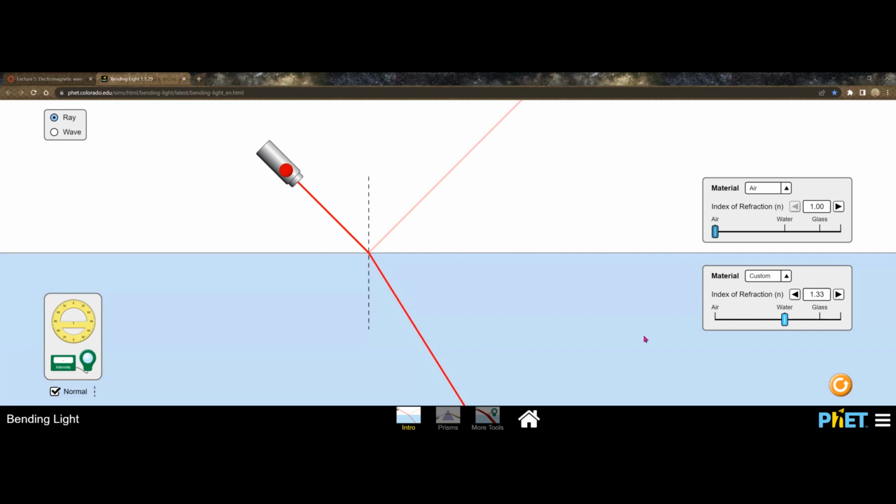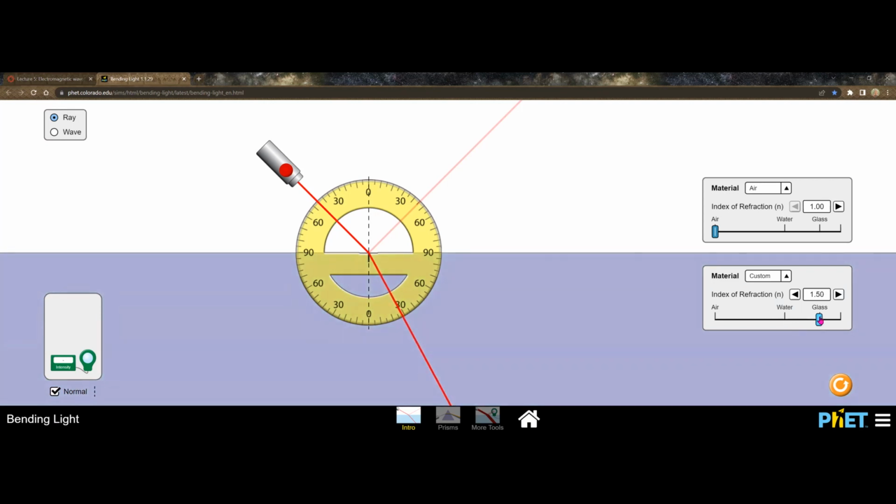If we wanted to measure the angle of these, we could take this protractor and I could show you what I mean. If I align this, you can see that at water, the angle is around 30, let's say 32 degrees. But if I increase the index of refraction all the way to glass, you can see that the angle is now about 28, 29 degrees. So it's being refracted more from that one spot.